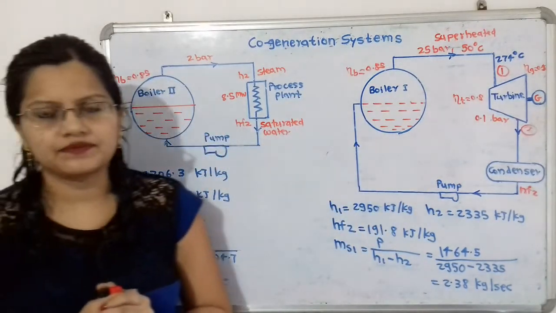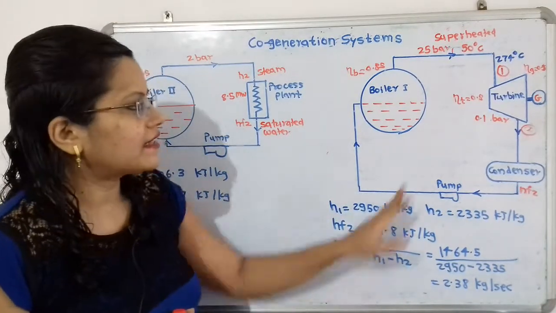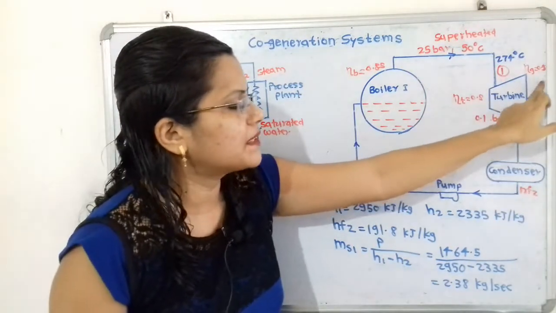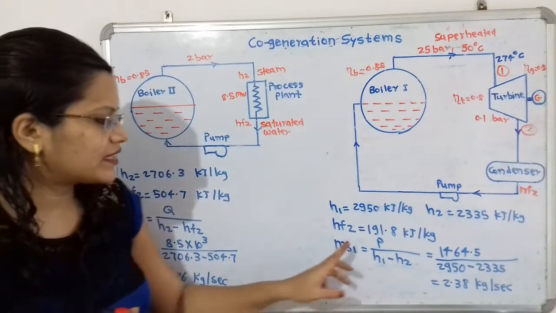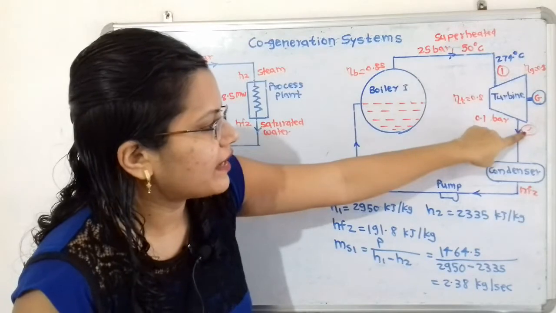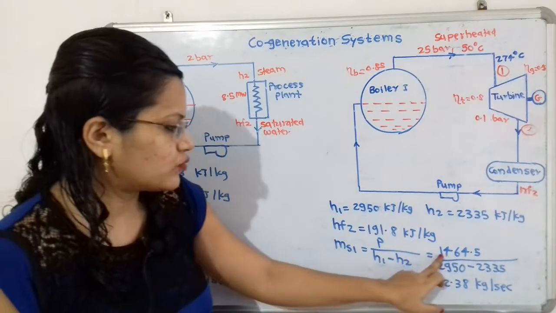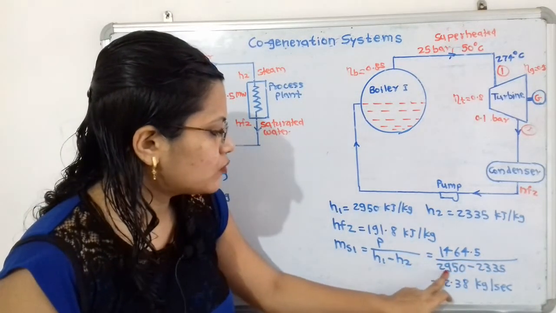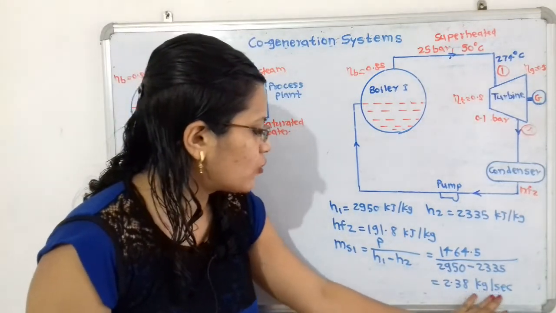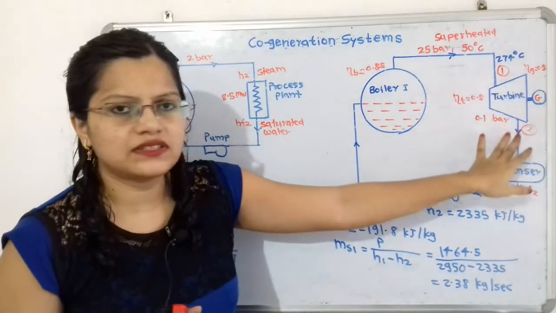Now we will calculate the amount of steam supplied to this power plant as well as this process plant. Now how to calculate? So for this, first we will take the amount of heat supplied, that is equal to power developed divided by the enthalpy difference. So power developed in this generator, that we have already calculated, divided by enthalpy difference, that is enthalpy at point 1 and enthalpy at point 2. So we will take P divided by H1 minus H2, 1464.5 divided by 2950 minus 2335, which is equal to 2.38 kilogram per second. So this is the amount of steam supplied to this system.